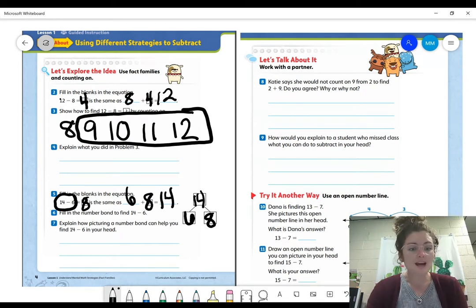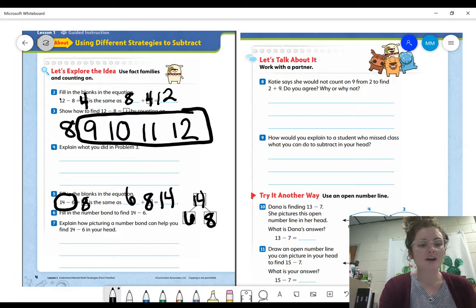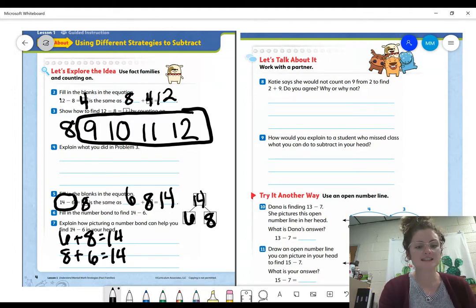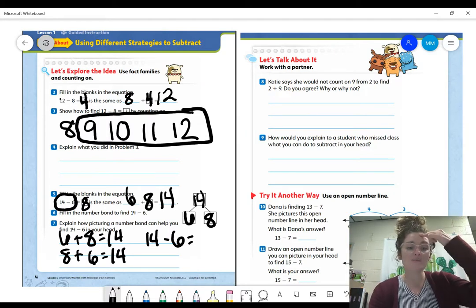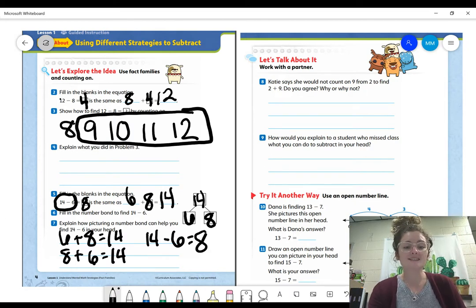And it wants us to explain how picturing a number bond can help find 14 minus 6 in your head. So let's say I already know that my 2 parts make a whole. So I know 6 plus 8 equals 14. And I know 8 plus 6 equals 14. If I have a subtraction sentence, I know it's going to start with 14. And let's say that I know the part that I'm taking away is 6. If I already have this fact family in my head for my addition sentences, I know that the difference will be 8 because in my fact family, 6 and 8 make 14.